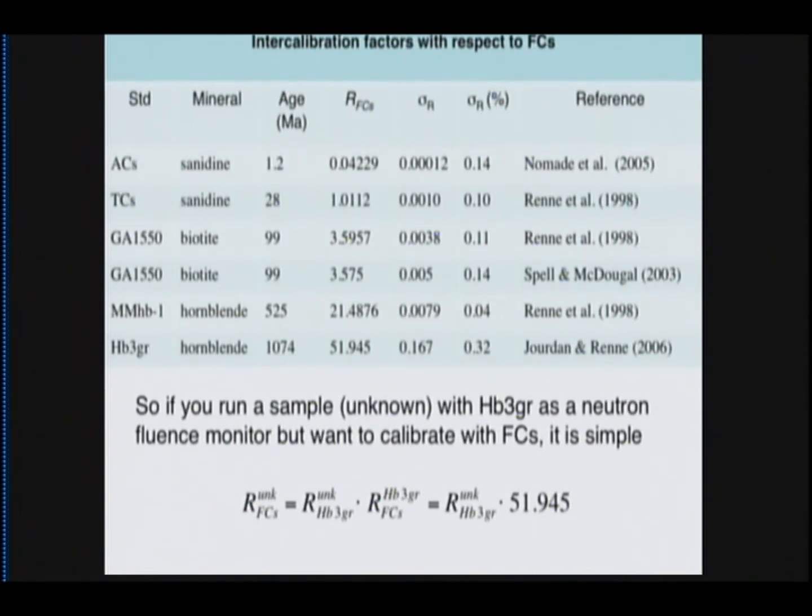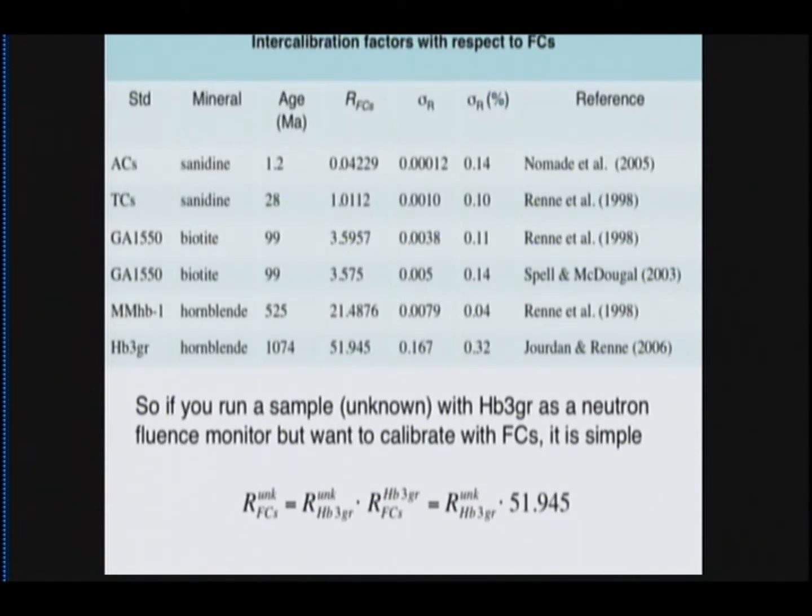So here's a summary of a few standards of various ages. These are kind of nominal ages. 1.2 million for this Alder Creek Sanidine, 28 million for this one. Here are two different values for this particular biotite standard. Here's a hornblende standard. Here's an even older standard, about 1 billion years old. And what I'm showing here are the R values, as defined in the previous slide, of these standards relative to the Fish Canyon Sanidine, which is also about 28 million, which is why this R value is close to 1.